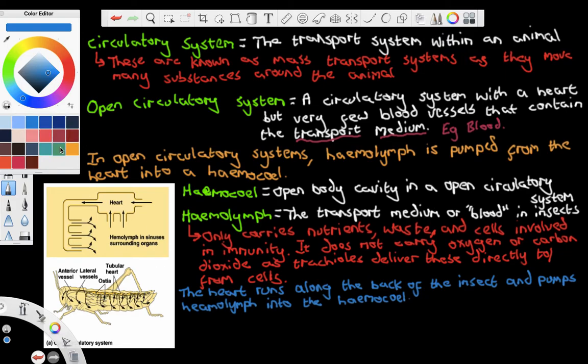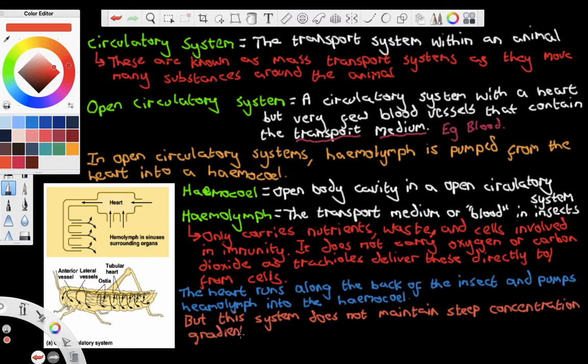So the only negatives, or the two negatives you need to know about for an open circulatory system, we can say, but this system does not maintain steep concentration gradients, nor does it allow the insect to direct hemolymph to specific parts.